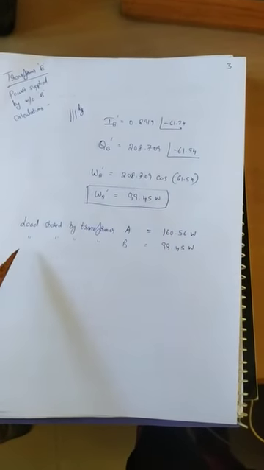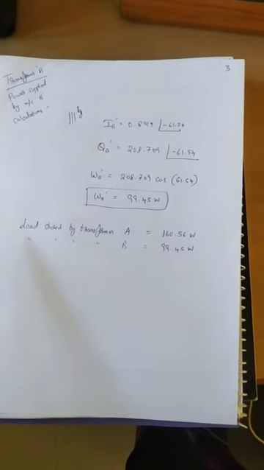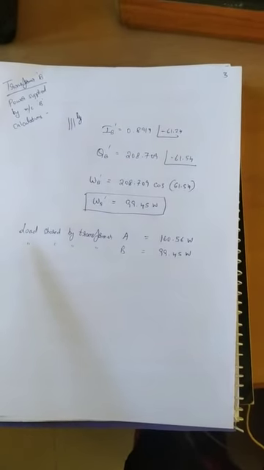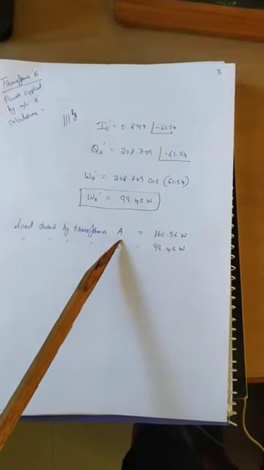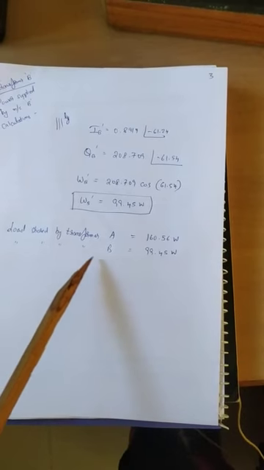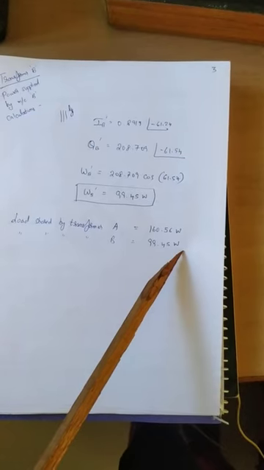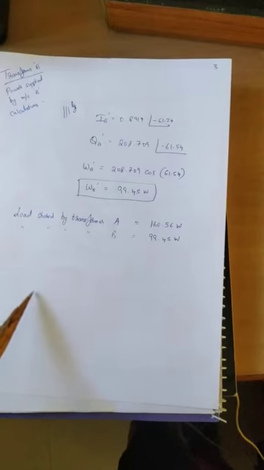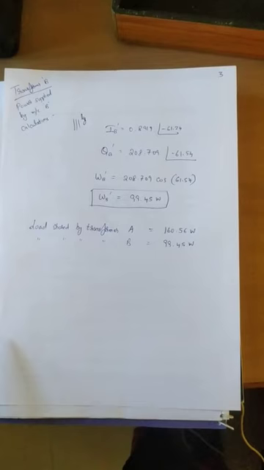So after doing these calculations, we come to a conclusion that for this particular load, for the current of 2 amperes, which is the specimen that we have selected for this calculation, load shared by the first transformer of 2 kVA rating is 160.56 watts, and load shared by second transformer of 1 kVA rating is 99.45 watts. Similarly, load shared by transformer A and transformer B for all the readings have to be calculated. This finishes the specimen calculations for this experiment.